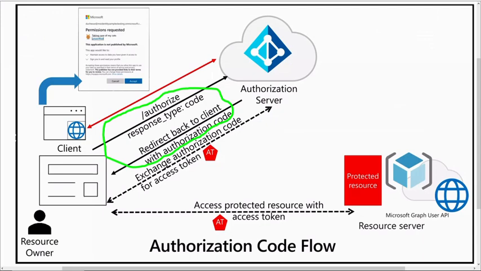So this has been completed. We went to authorize, response type code, redirect back with the authorization code. So now I have to request the access token. Okay. So this part now, I'm going to do this part, which is request the access token.